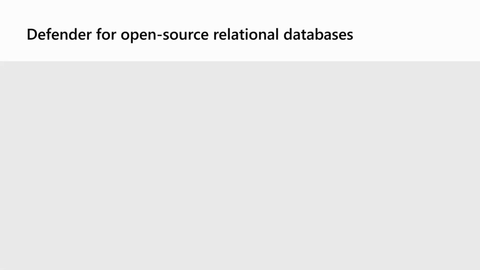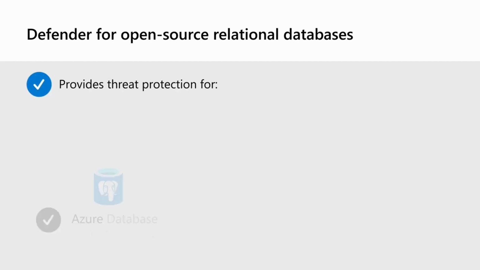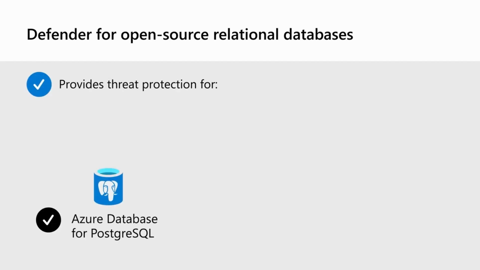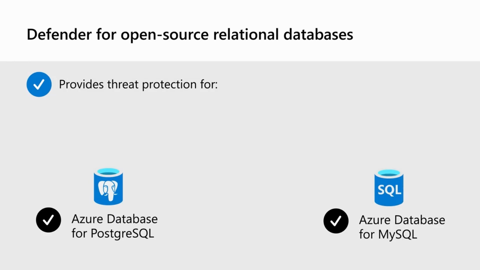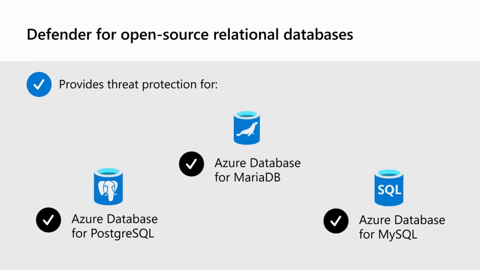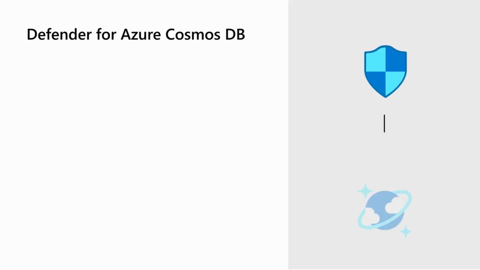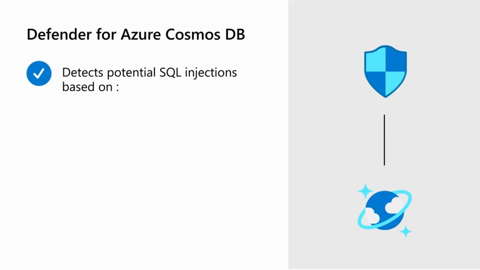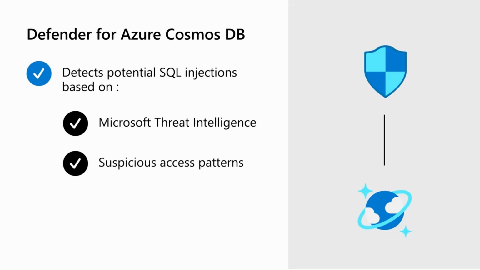The ninth plan is Defender for Open Source Relational Databases. It provides threat protection for Azure Database for PostgreSQL, Azure Database for MySQL, and Azure Database for MariaDB. The last one is Defender for Azure Cosmos DB. It detects potential SQL injections based on Microsoft Threat Intelligence, suspicious access patterns, and potential exploitation of your database through compromised identities or malicious insiders.